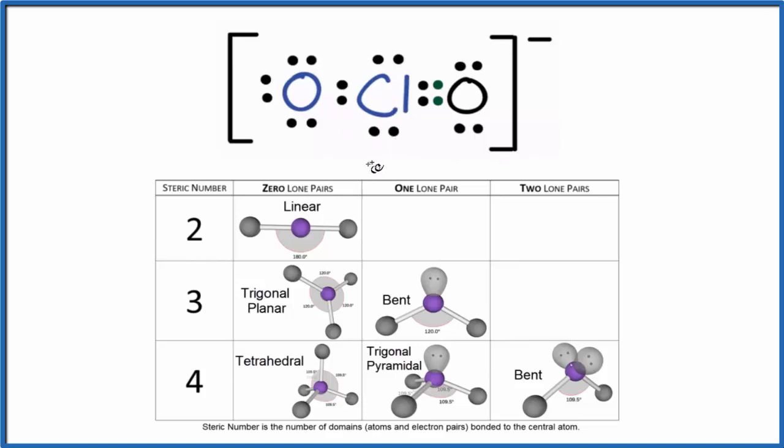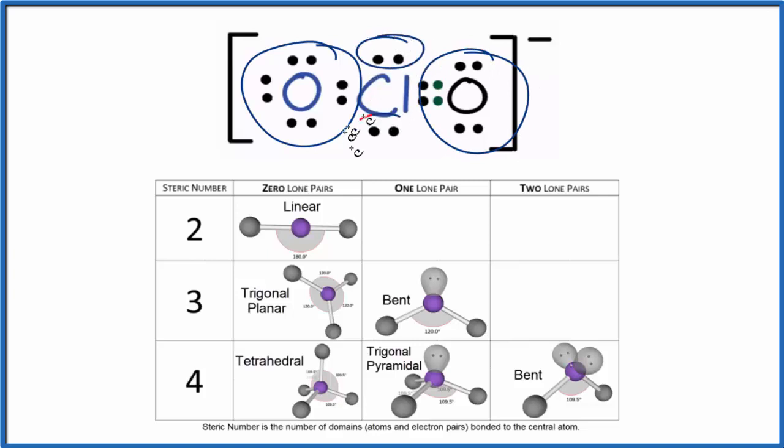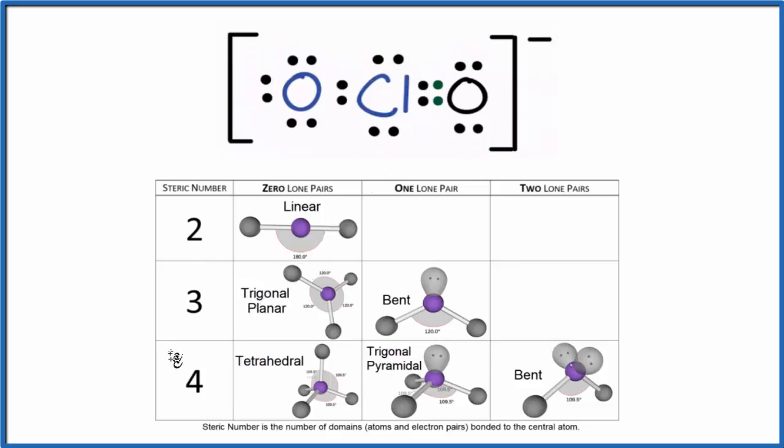We can count up what's called the steric number. These are the number of electron domains around the central chlorine atom here. So we have the two oxygens, and then we have the two lone pairs. So we have a steric number of 4. So with a steric number of 4, we next want to look at the lone pairs. So we have the two lone pairs there.